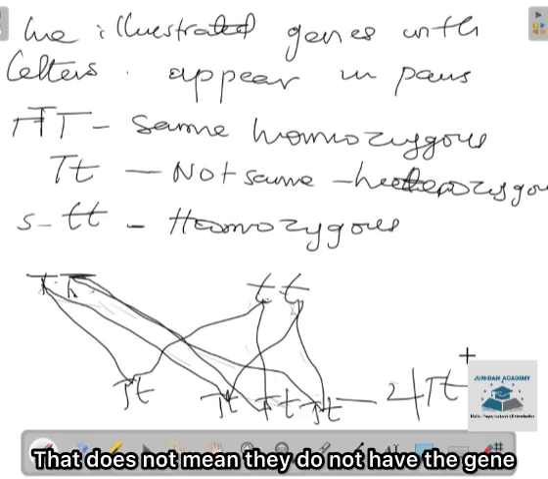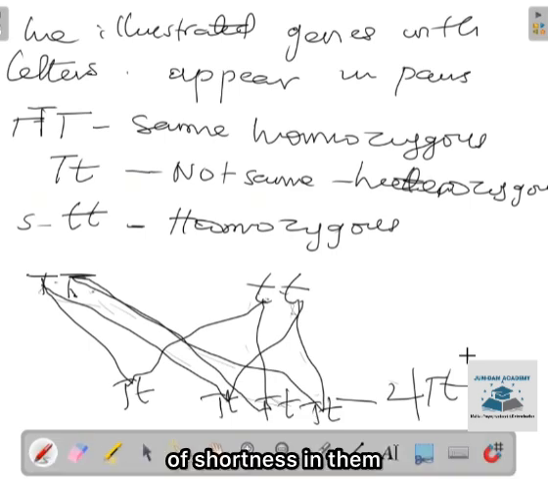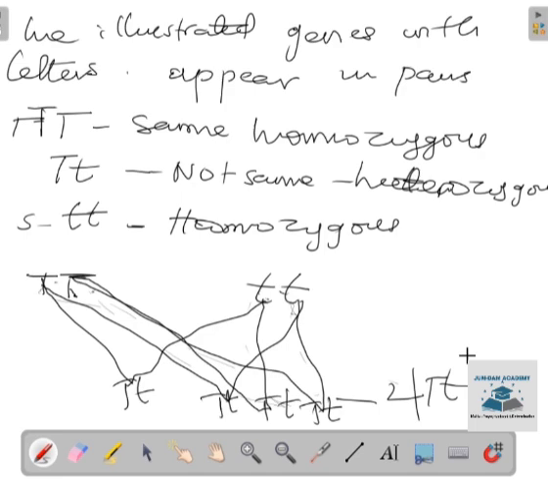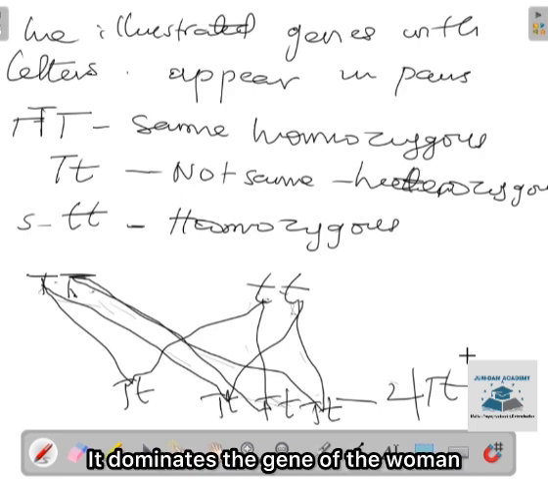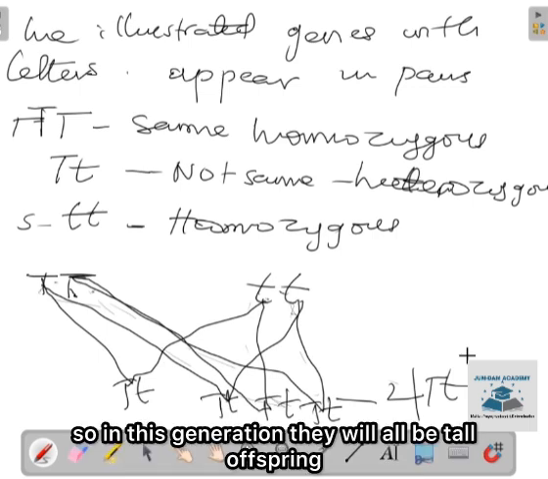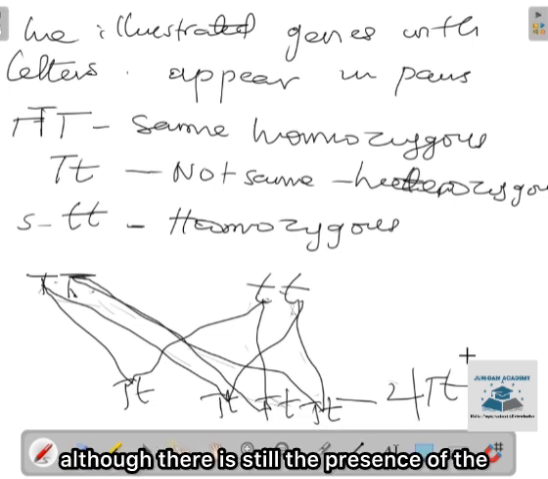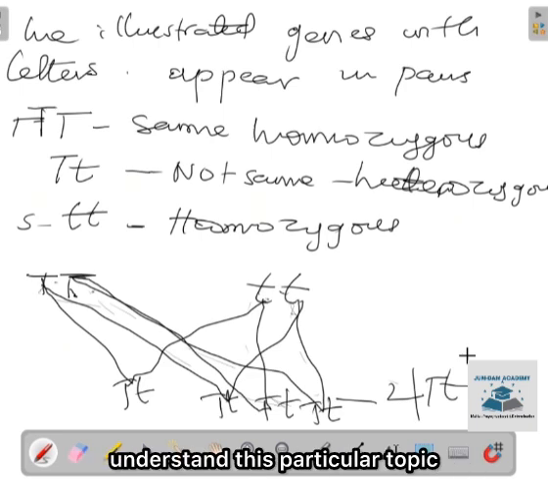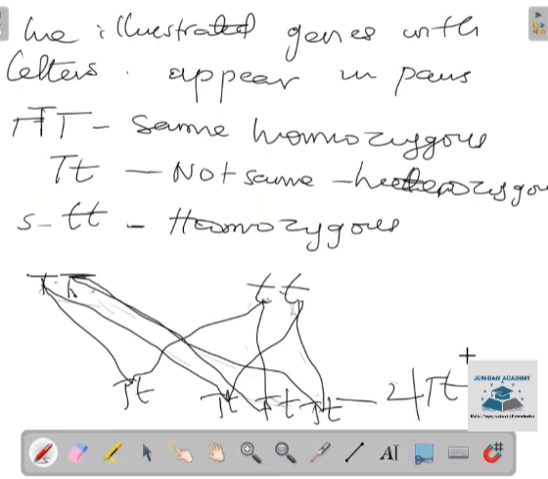That does not mean they do not have the gene of shortness in them, but the tall gene dominates the recessive gene. Do you understand? It dominates the gene of the woman. That is why we have the heterozygous Tt. So in this generation, they will all be tall offspring, although there is still the presence of the short gene in the offspring. So I hope you understand this particular topic and you enjoy the class.